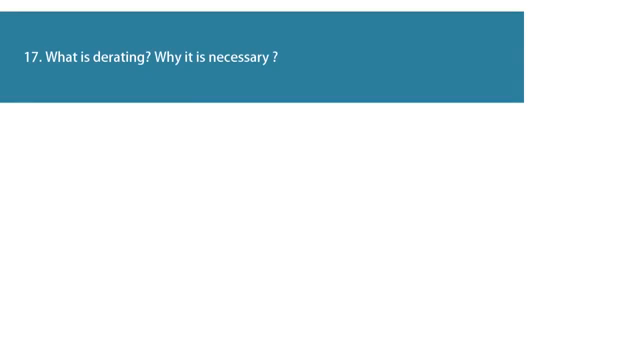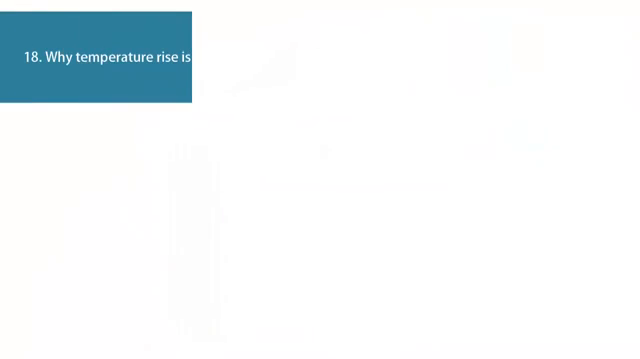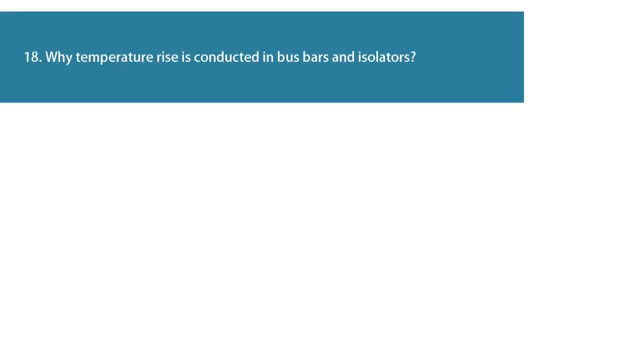17. What is derating? Why is it necessary? The current carrying capacity of cables will change depending upon the site temperature, location of site, and type of run. It will run through duct, trench, buried etc., number of trays, depth of trench, distance between cables. Considering these conditions, the actual current carrying capacity of the cable is reduced from the current carrying capacity given in the cable catalog. This is called derating.